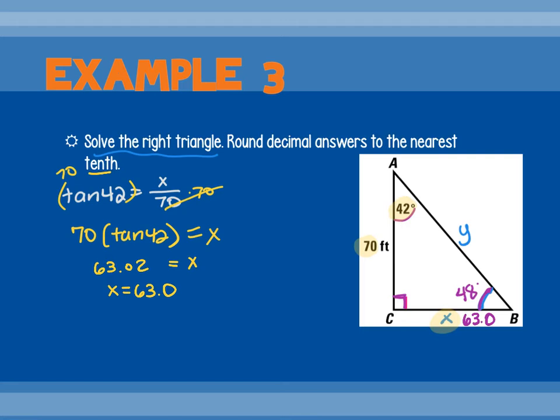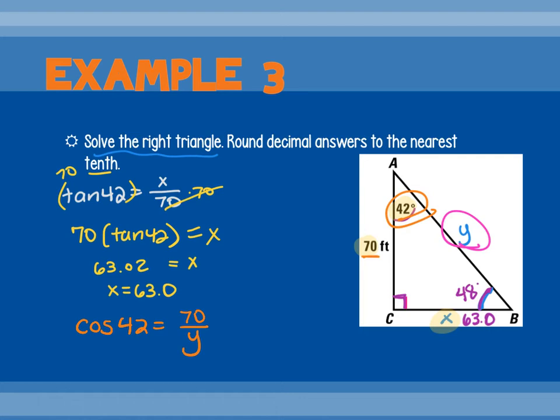Now the last thing I need to find is side y. So in respect to the 42, which I'm going to use again, y is now the hypotenuse of this triangle, and I'm going to use the 70 because, again, I know that's right, not rounded, and that's adjacent. So now I'm going to do cosine. The cosine of 42 would equal adjacent, which is 70, over y, the hypotenuse.